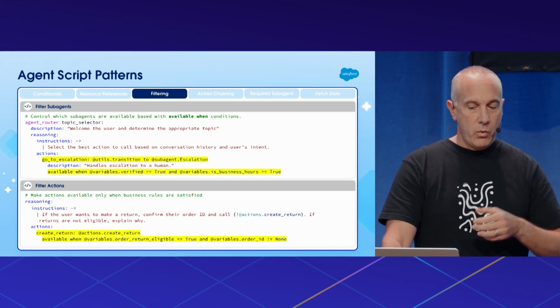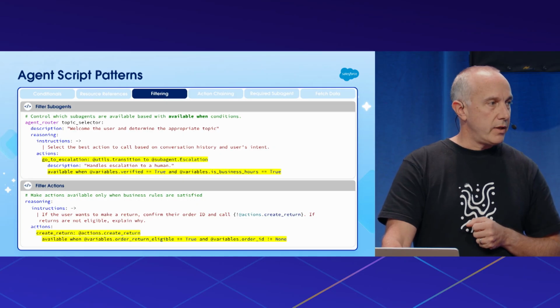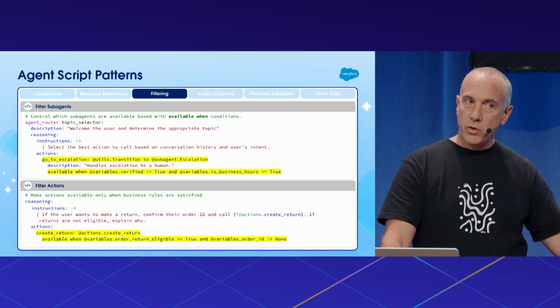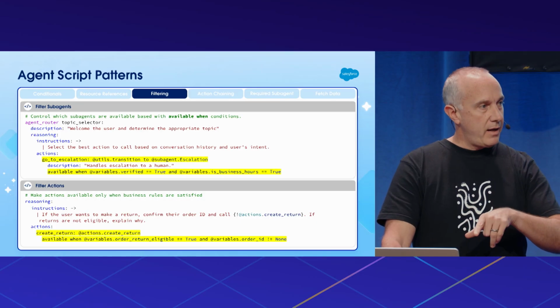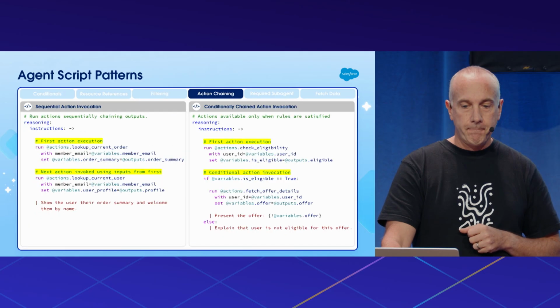So here I want to run a create return actions, but only when you're eligible for that return. So again, you'll see how it's hybrid reasoning, because I'm not letting the large language model decide when to run these sub-agents anymore. I'm specifically telling them when they're available to it.